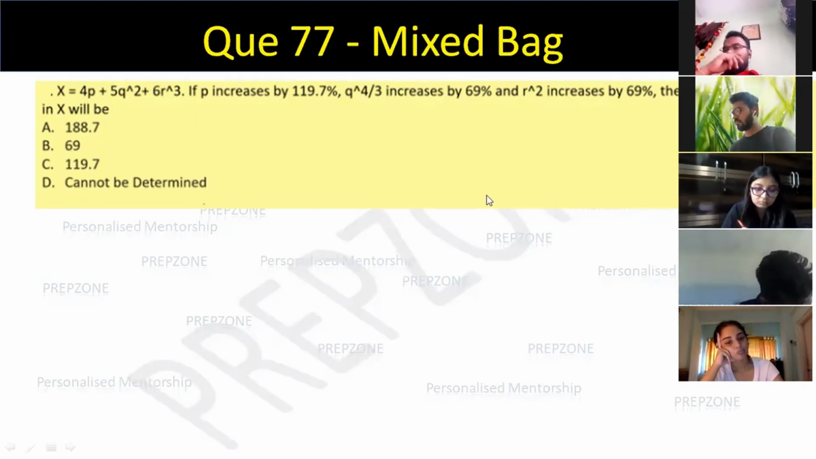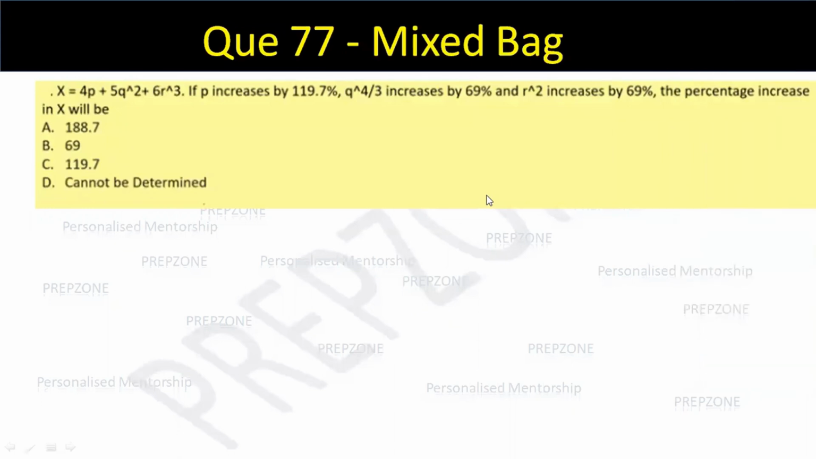Samruddhi, what were you trying to do? बताओ. I was like, if R square increases by 69%, that it will become 169% of. You're not audible. एक बार repeat करना. Hello. Yes. Yeah, I started with this one.